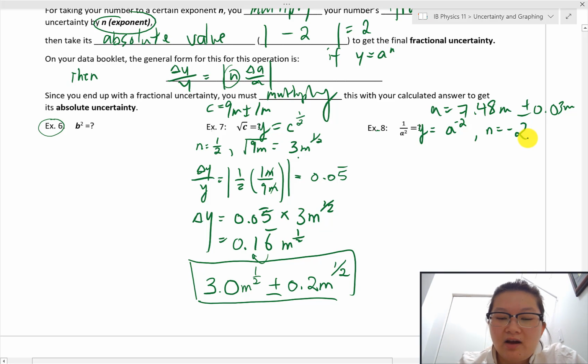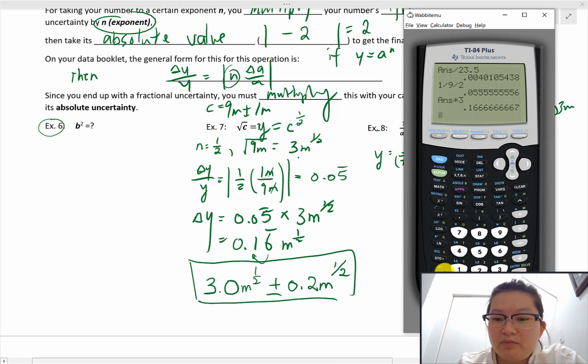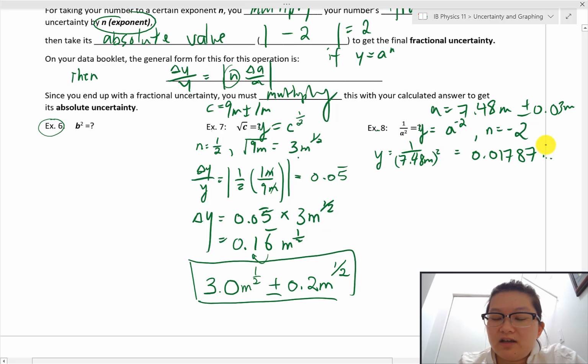All right, now I can actually solve for y, which is 1 over 7.48 meters and all of that squared. This is going to give me an ugly number, 0.01787. And the units that I will have will be meters to the minus 2. Okay, and then I can go ahead and find a fractional uncertainty of my final answer.